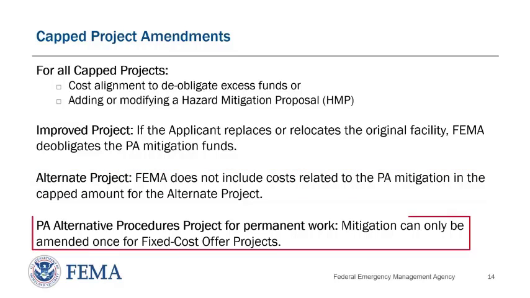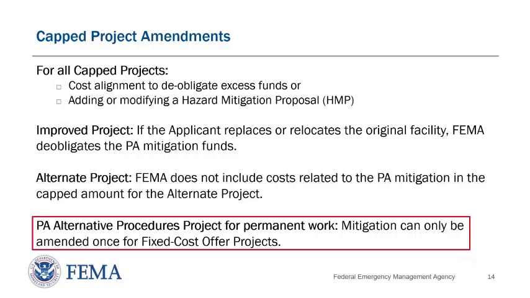And for an alternative procedures project under Section 428, which is large permanent work projects only, when the applicant is restoring the function but changing the pre-disaster capacity of a facility, the proposed PA mitigation scope of work is developed based on the actual scope of work to be performed. However, the cost effectiveness is evaluated based on the fixed cost amount accepted for the pre-disaster restoration scope of work.